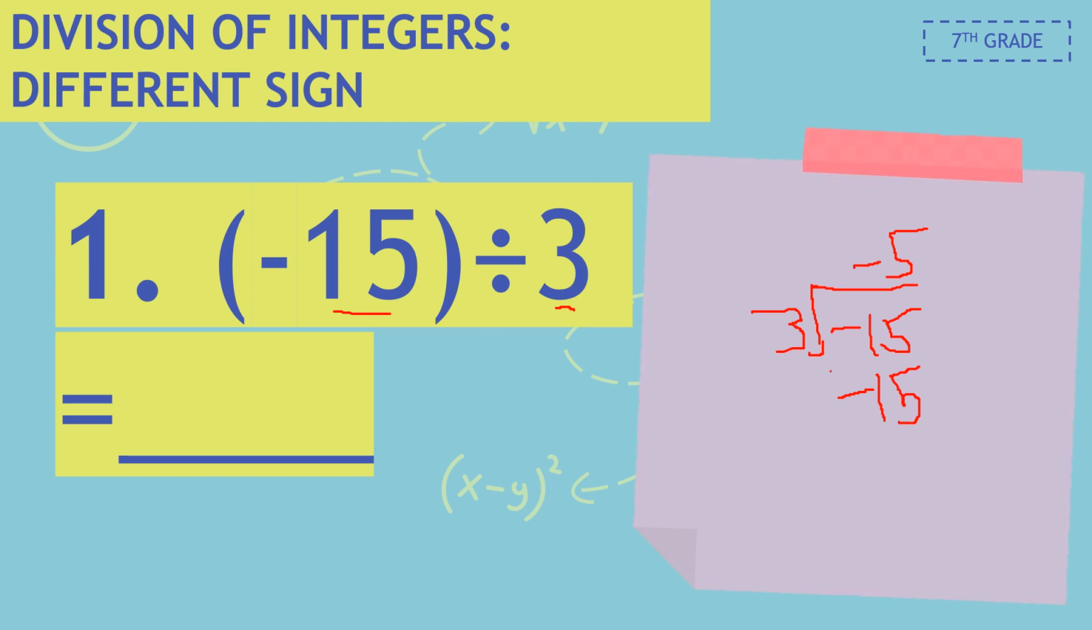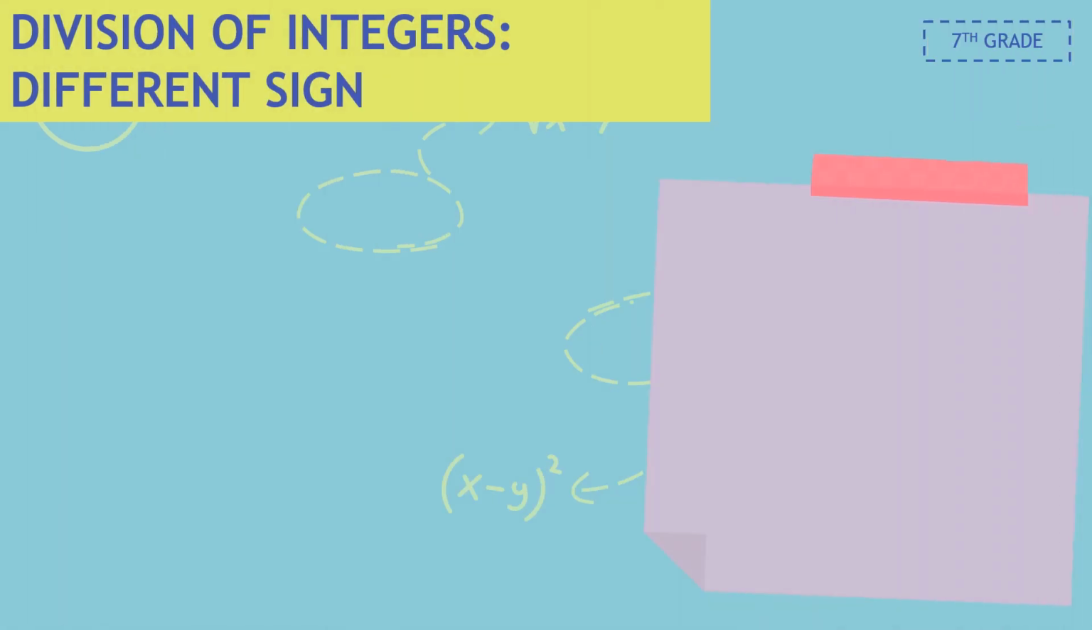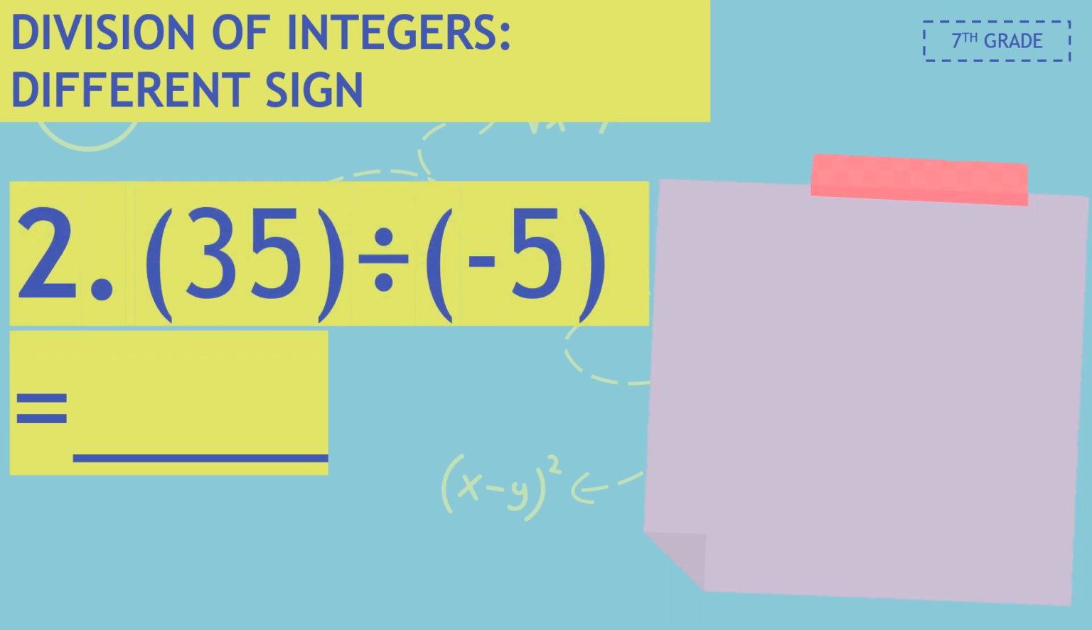So, what is negative 15 minus negative 15? Okay, the answer will be 0. Okay, so ang sagot po natin for our first given is negative 5. Okay, nakuha po. The second example. Okay, so for second example, we have 35 divided by negative 5.